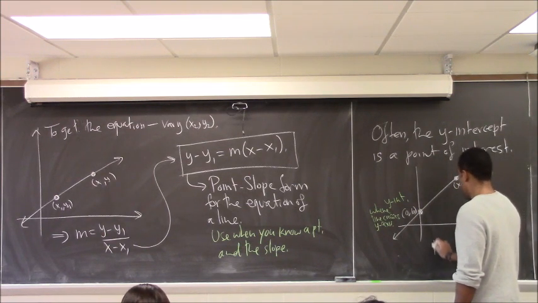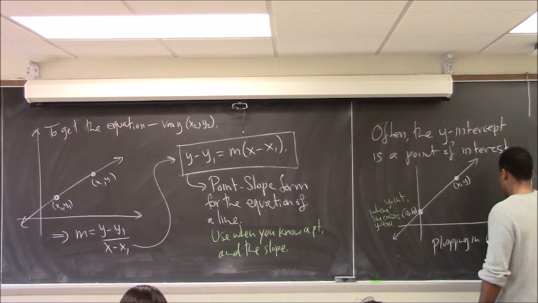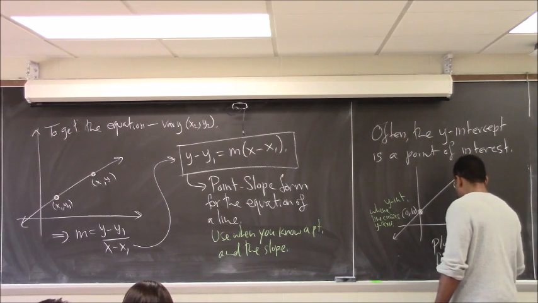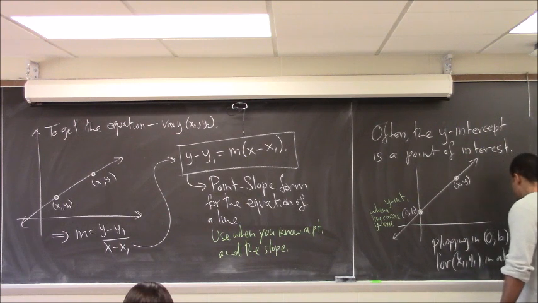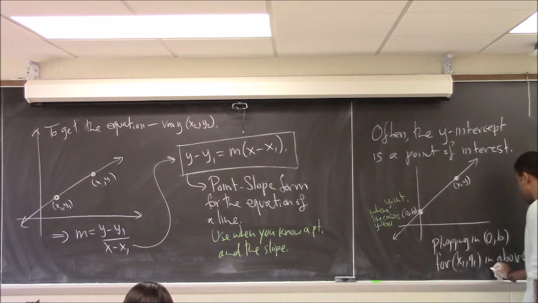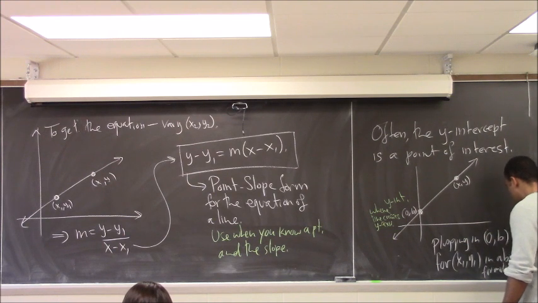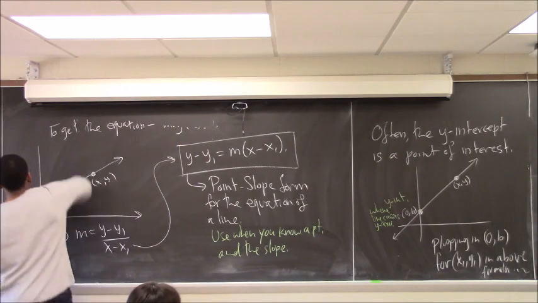So, plugging in 0, b for x1, y1 in the above formula, the one I just wrote in the box, you would end up with another equation for a line.